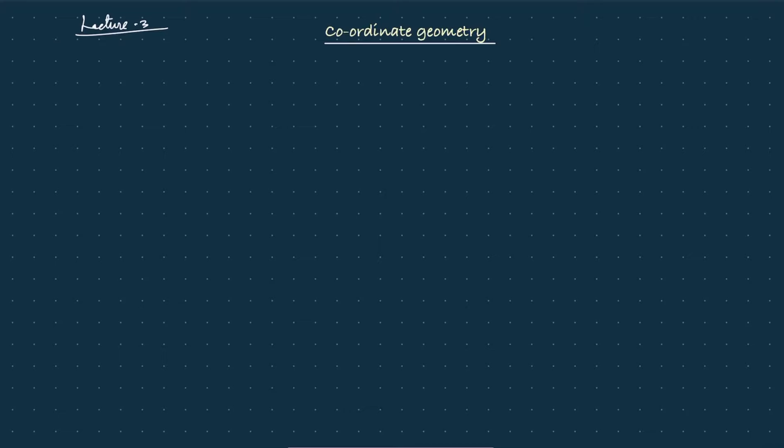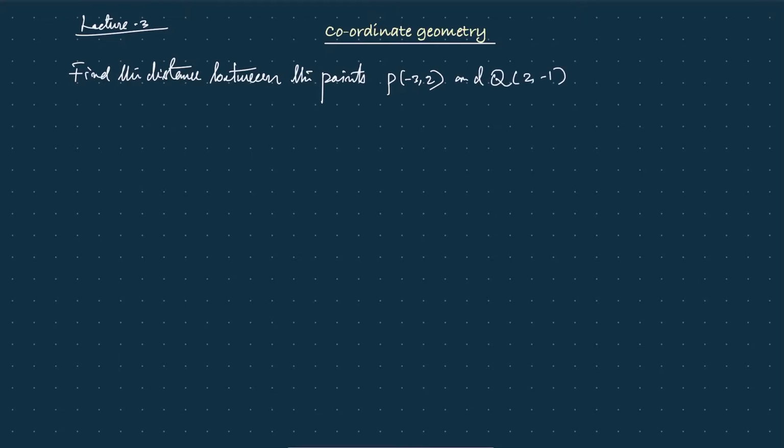Let me do the example first. Find the distance between the points P(-3, 2) and Q(2, -1). These points are given to us, so we need to find the distance. Suppose this is point P and this is point Q. Let the coordinates of P be (-3, 2) and of Q be (2, -1).